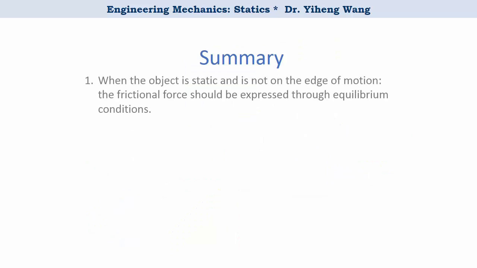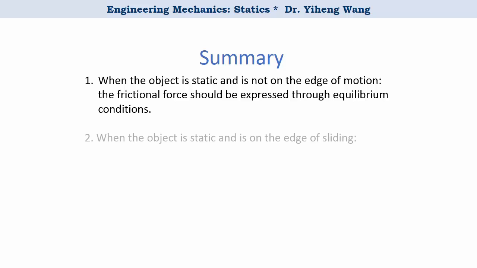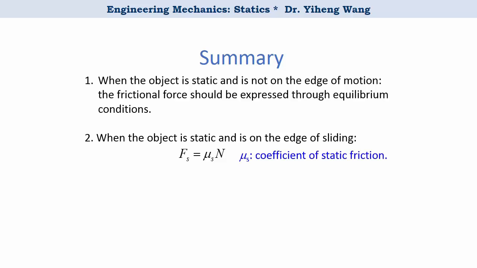As a summary, when the object is static and is not on the edge of motion, the static frictional force should be expressed through equilibrium conditions. Please do not readily assume Fs equals mu s times N, because that only applies to maximum static frictional force. When the object is static but it's on the edge of sliding, this is when the static frictional force reaches the maximum value mu s times N, with mu s being the coefficient of static friction.